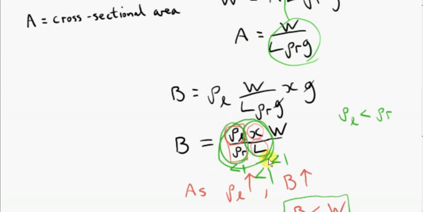So B is some fraction of W. In other words, B is smaller than W. Let's look at another example.